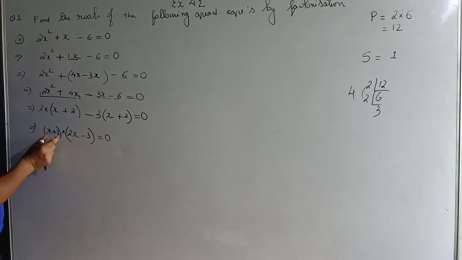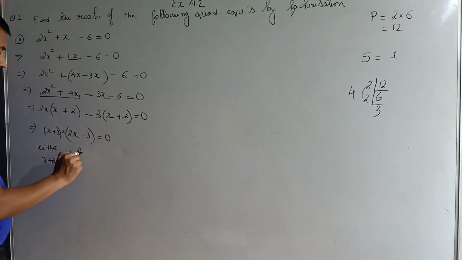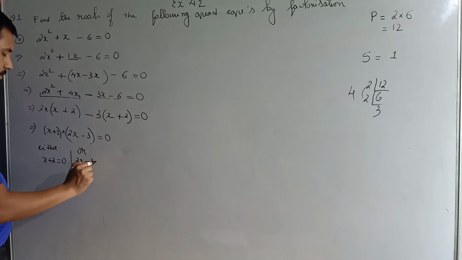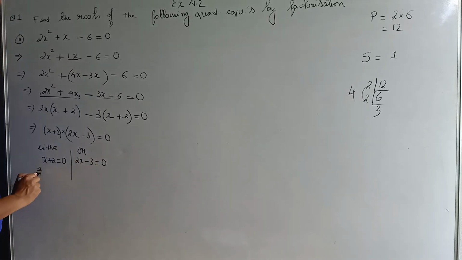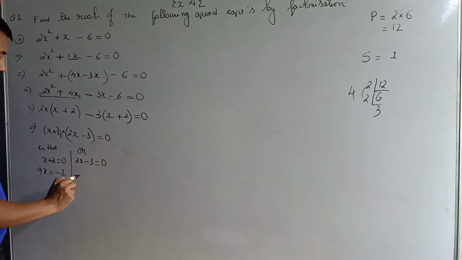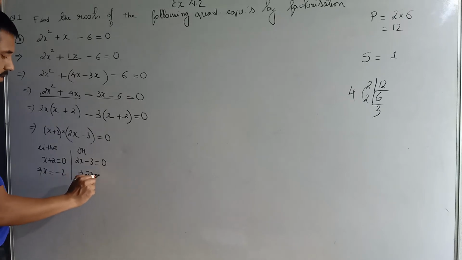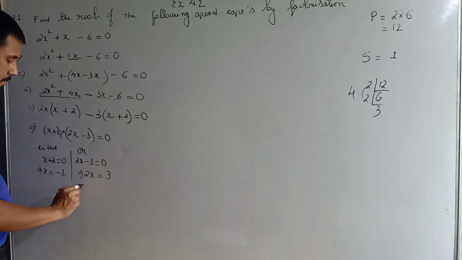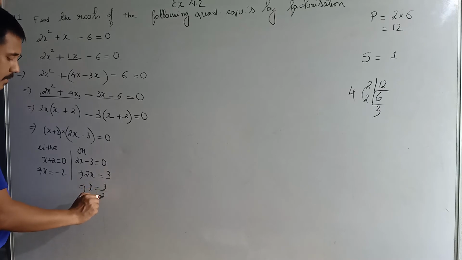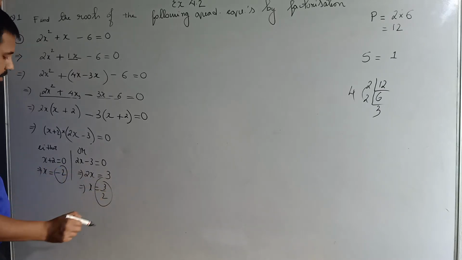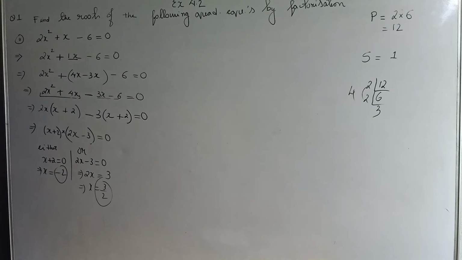Product of two terms, first term and second term, is 0. Means either your first term is 0 or your second term is 0. Here this gives you x as minus 2. This gives you twice x is equal to plus 3, so x will be 3 upon 2. So the roots of your equation are minus 2 and 3 upon 2. That completes Roman 2.